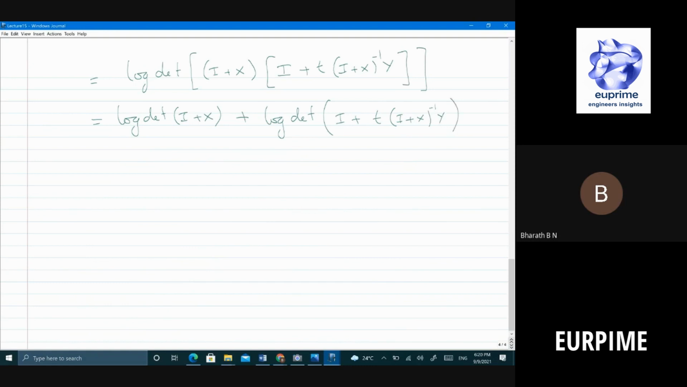Identity plus x is a positive semi-definite matrix, obviously, right? X is positive semi-definite, y is positive semi-definite. The sum of positive definite matrices will always be positive definite. In fact, it is positive definite and symmetric, right? So what can you say about the inverse? We already saw, right?